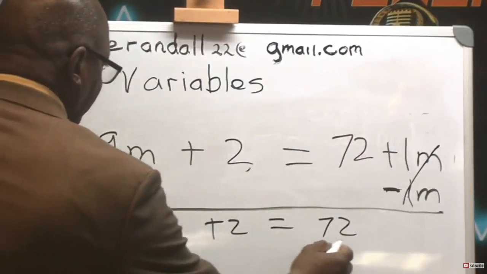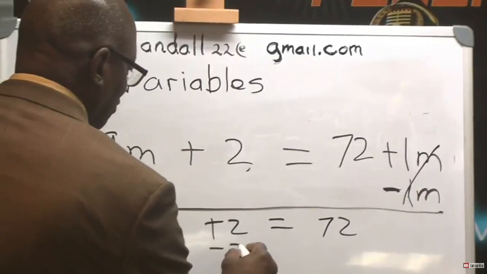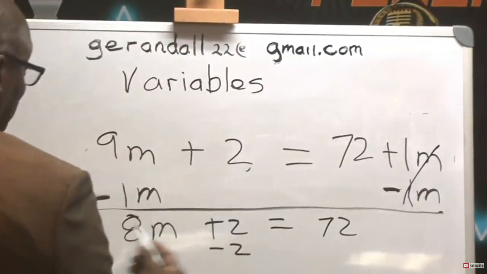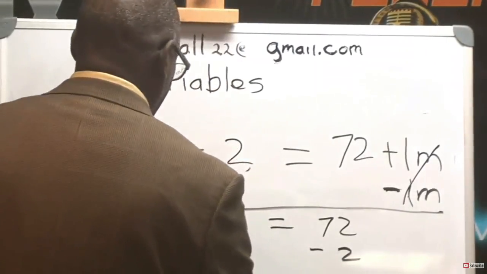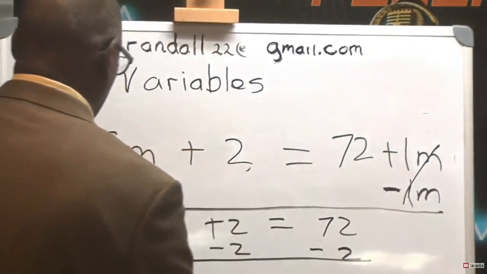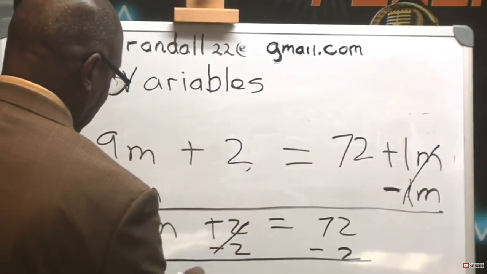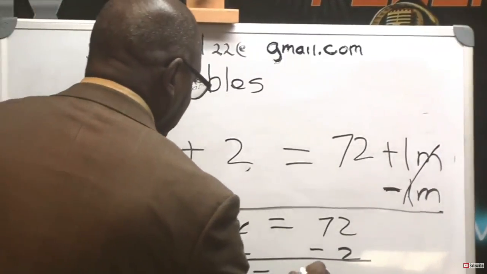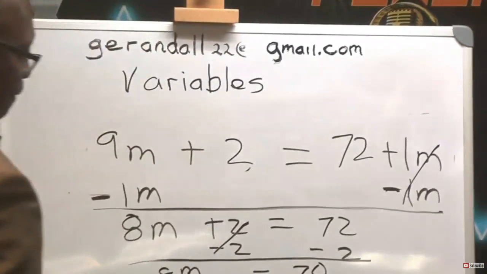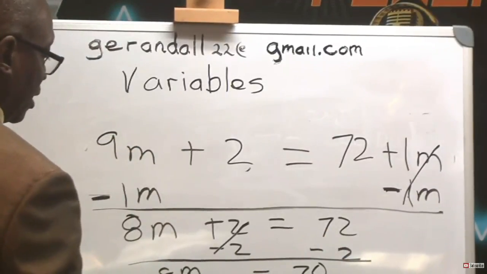Got to get this over there. How do you undo addition? Subtract 2. Whatever you do to one side, you must do to the other. And this goes away because plus 2 minus 2 is 0. You're left with 8m equals 70. Because 72 minus 2 is 70.